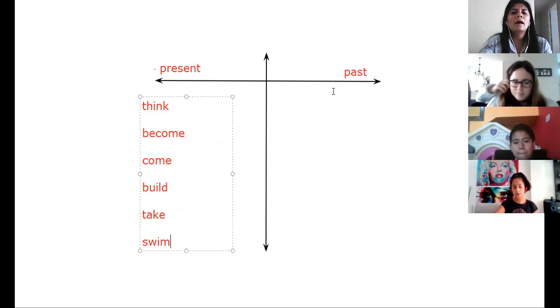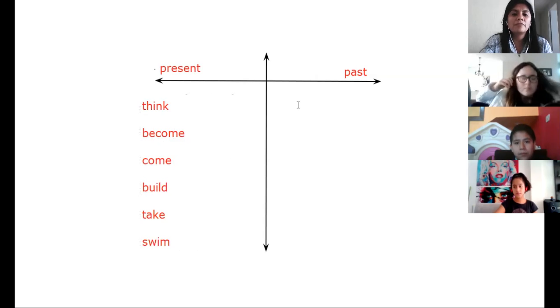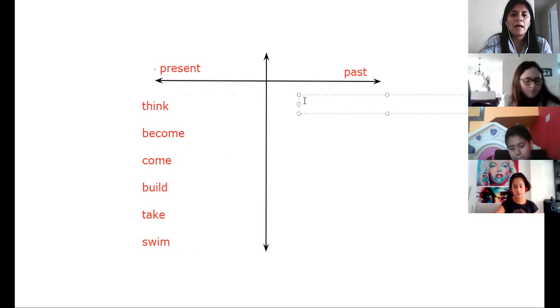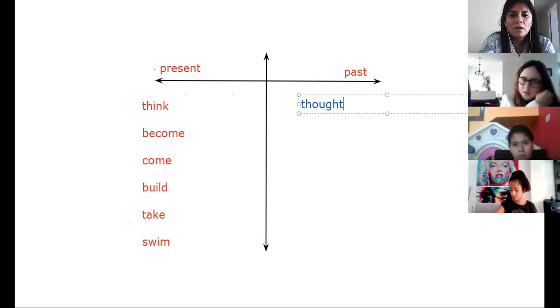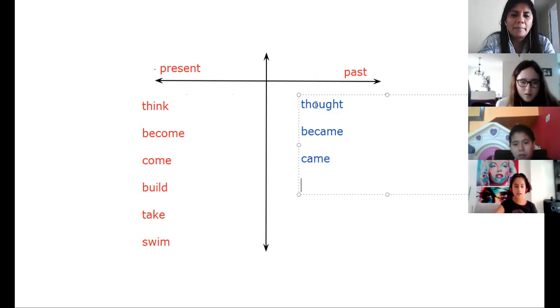Okay, now tell me the simple past of this verb. The past of think: thought. The past of become: became. The past of come: came. The past of build: built.